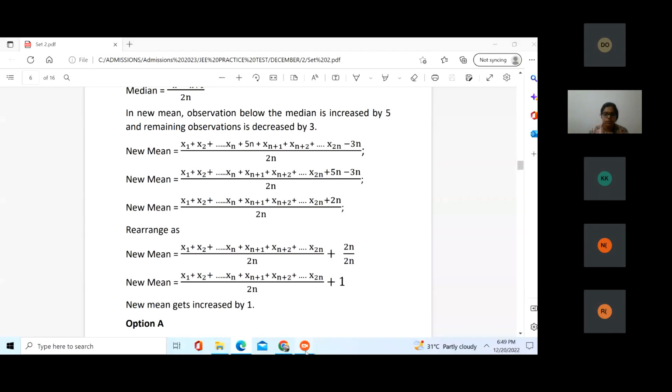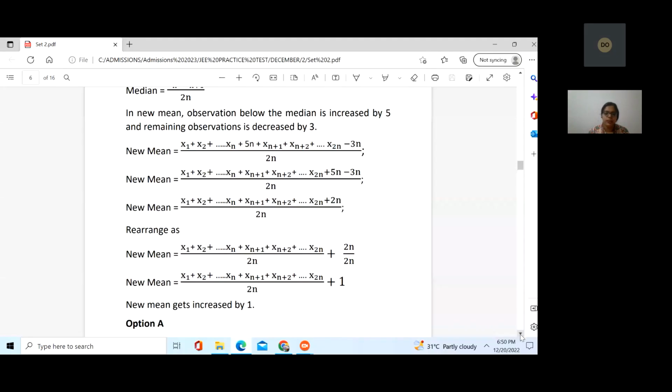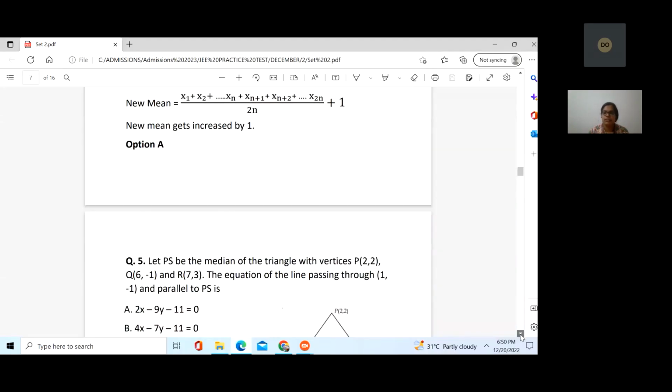Is this question clear? I think some students have typed the answer in the chat box. Now I think we'll move on to the next question.